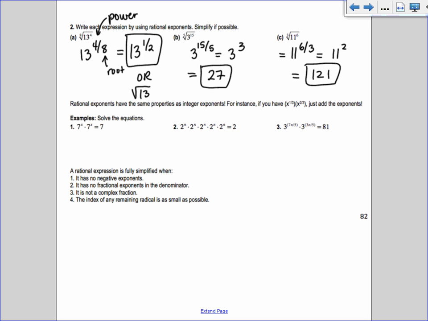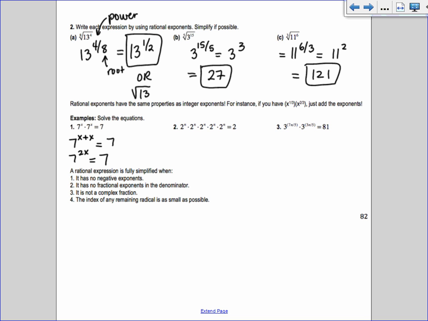All right, now these ones are a little bit strange. It says rational exponents have the same properties as integer exponents. So for instance, if I had x squared times x to the 5th, we know that's going to be x to the 7th. The same idea here: we're going to add our exponents when we multiply things with the same base. So I have 7 to the x times 7 to the x. So I'm going to have 7 to the, and I'm going to add those, x plus x. So I have 7 to the 2x equals 7.